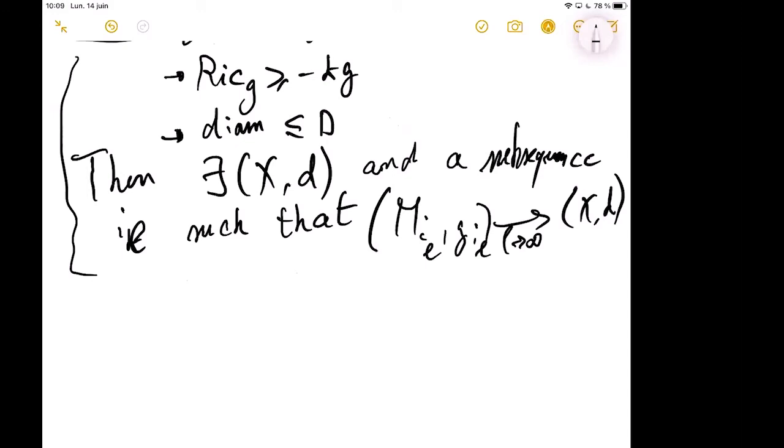Yeah, I will skip that. So there is a notion of pointed convergence that I will skip.